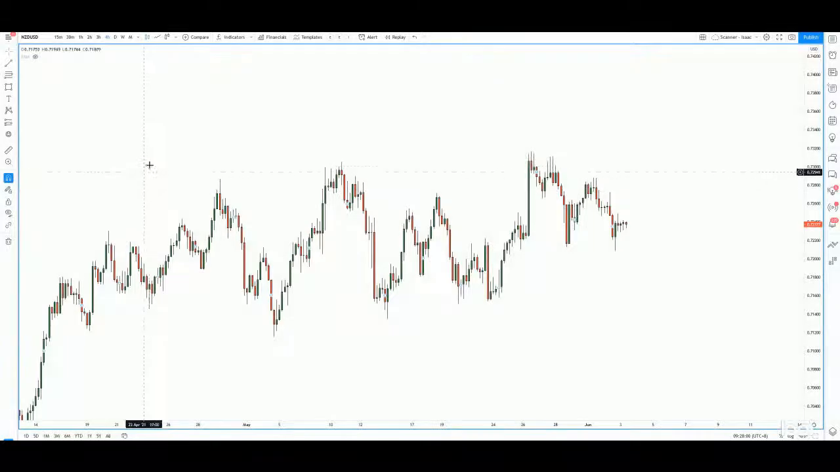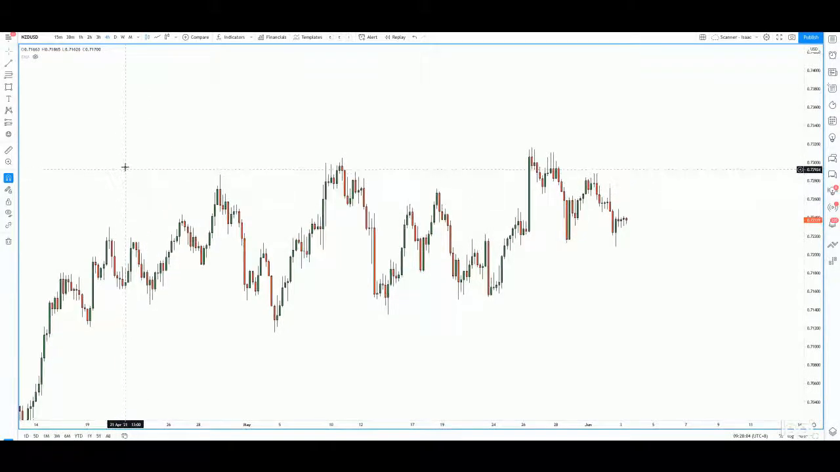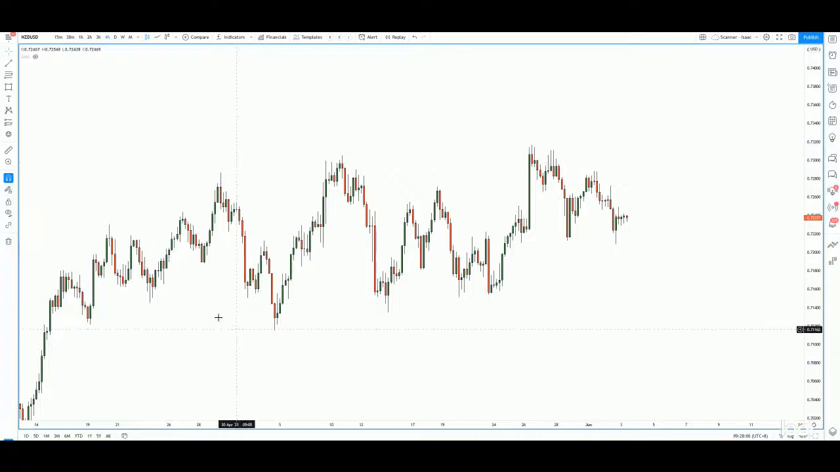Hi everyone, welcome to today's trade of the day, and for today's trade of the day we will be looking at the Kiwi dollar. The Kiwi dollar has a very interesting configuration on the 4 hours.